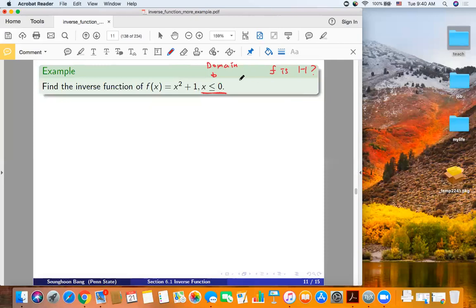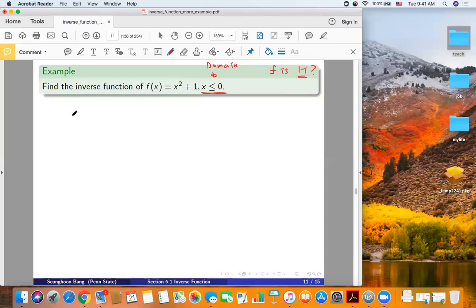So here, is this one-to-one? What do you think? f of x equals x squared plus 1, x is less than or equal to 0. Is this a one-to-one function or not? Yes. Is it right? Yes. You're right. This is yes.